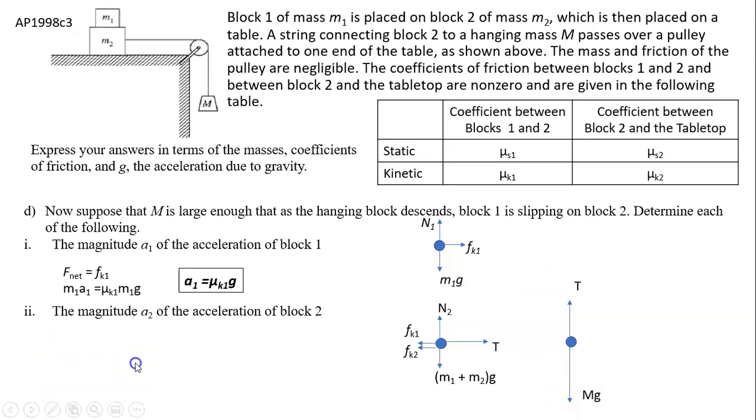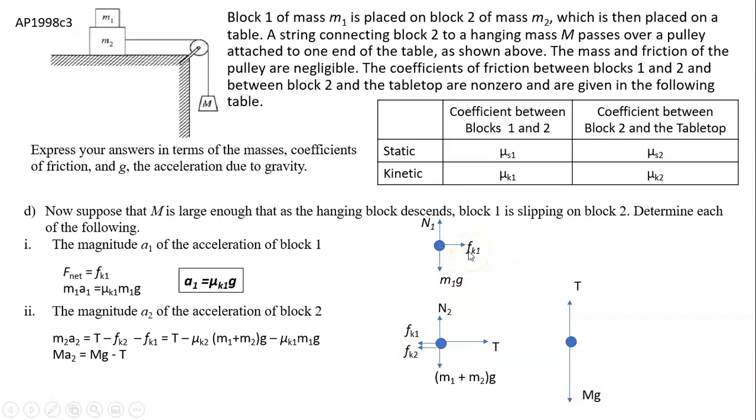So the net force equals MA. The net force on M2, which is M2 times A2, equals T minus Fk1 minus Fk2. Because up and down cancels, M2 is not moving in the vertical direction. So Fk2 is mu k2 times N2. N2 equals M1 plus M2 times g. And Fk1 is just mu k1 M1 g. By the way, Fk1 on M2 is the same as Fk1 on M1.